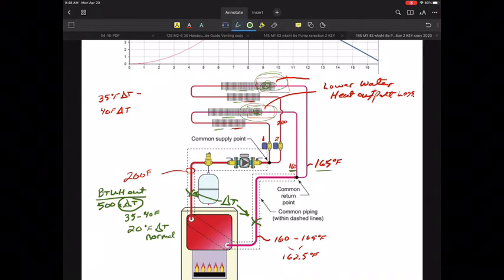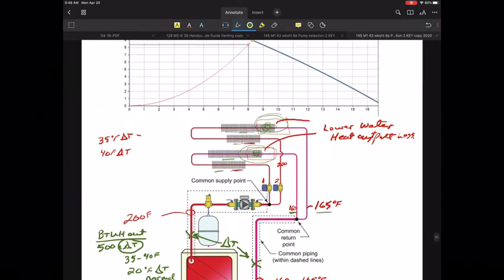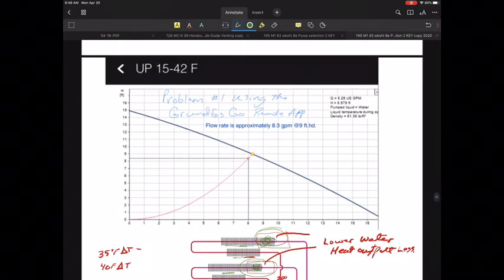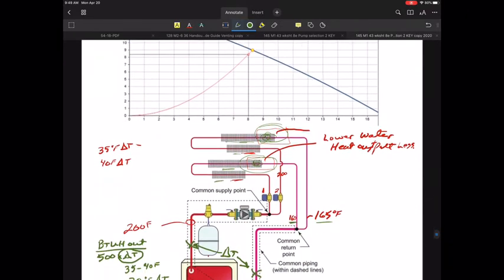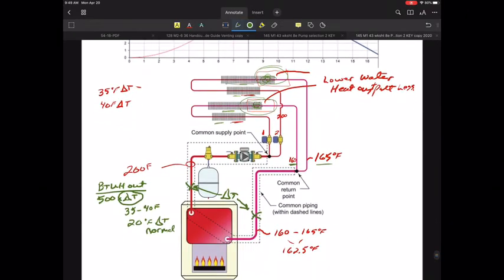So let me show you how to figure out that second problem then. In the previous problem, we identified that our pump would give us approximately 8.3 gallons a minute at about 9 feet of head when I was using the Grundfos Go Remote app. And so what I'm going to do is switch it over and do that second problem using that app.